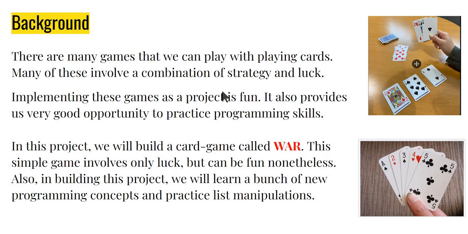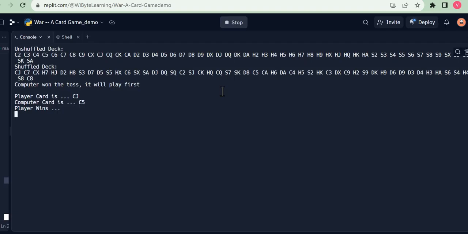So first, let's see this game being played on our computer, and then we'll see the learning objectives before we start building this in a step-by-step manner. Like I said, this is a game that involves only luck, played between at least two players. Here we are playing between the player and the computer. Really, both are the same, but both are being emulated by the computer. But we have a notion that there's a computer and there's a player. This is played with a regular 52 card deck.